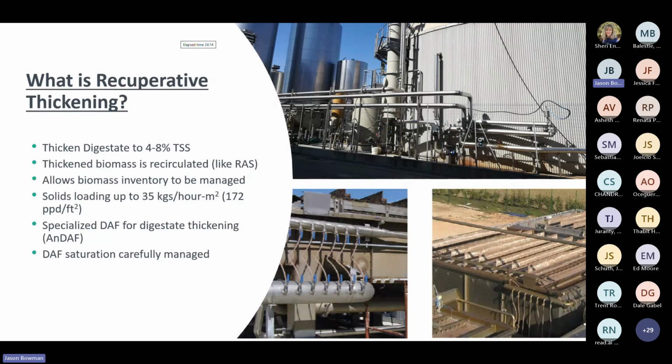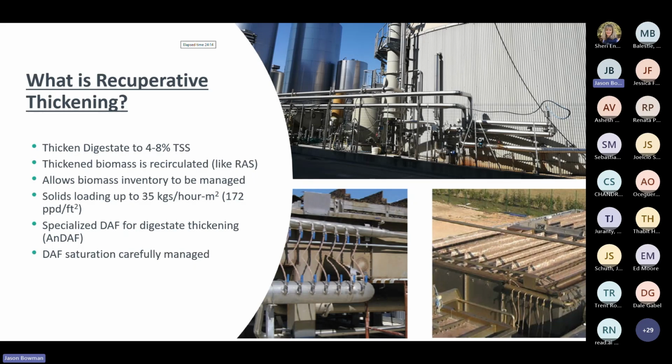A portion of this thickened biomass is then recirculated, much like you would find in a conventional activated sludge operation for wastewater treatment. The fraction that is recirculated can then be controlled to balance the biomass inventory in relation to the incoming loading and the incoming feedstocks, as well as the mixed liquor suspended solids needs or even the solids retention needs.